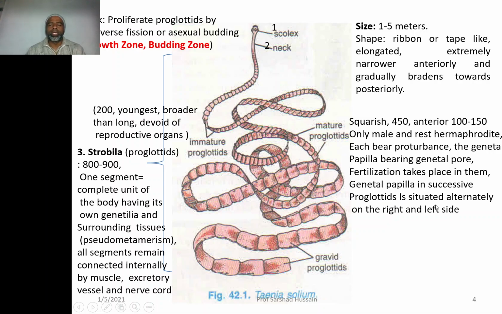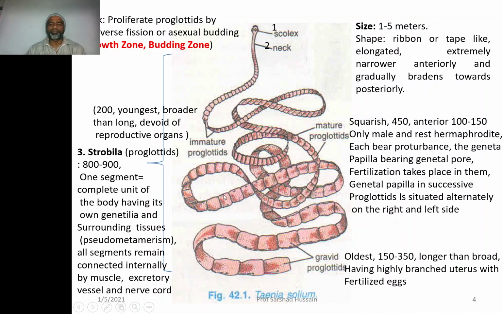The genital papilla on successive proglottids is situated alternately on the right and left. So if this segment has the genital papilla on this side, the next will have it on the other side. So they are situated on alternate sides. One has it on the right side, the other on the left side.